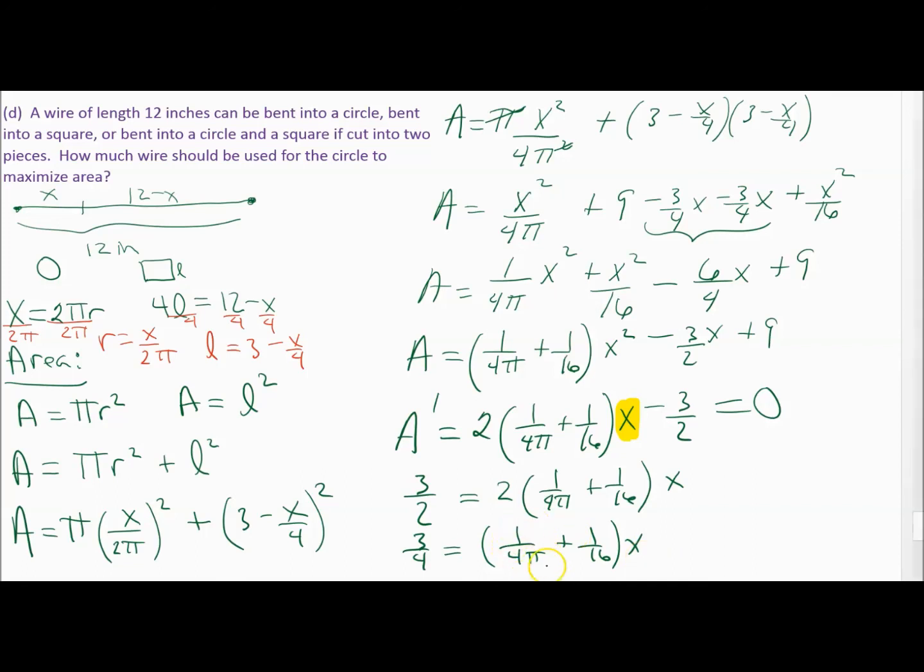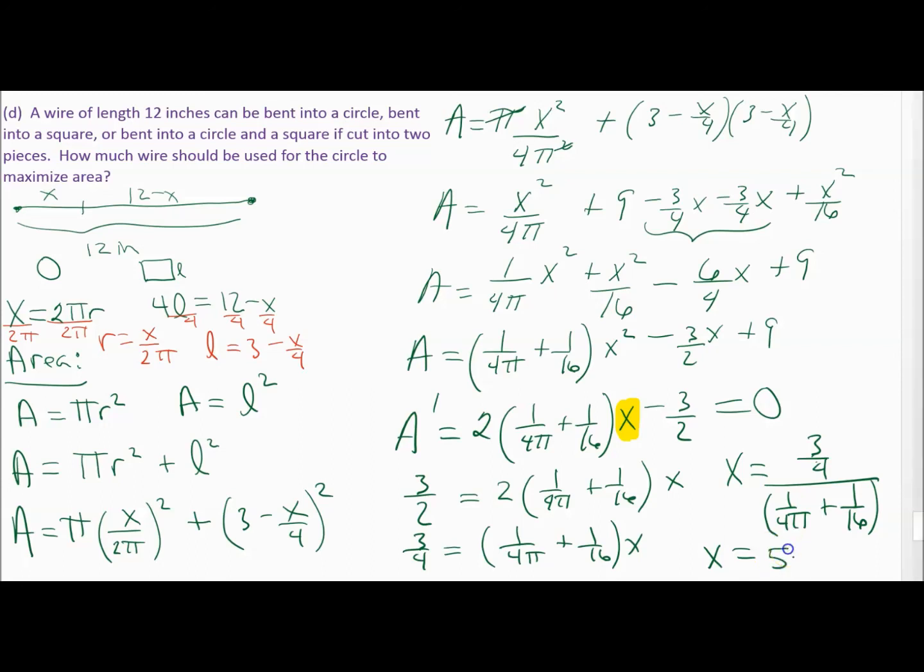Now what do I do? I divide by that ugly coefficient. So my x is equal to 3/4 divided by 1 over 4 pi plus 1 over 16. And when you get an answer like that, you think, surely I'm doing something wrong. But I don't think we are. You could try to simplify that more, but let's just type it in. Let's get a decimal version of this and see where that takes us, okay?